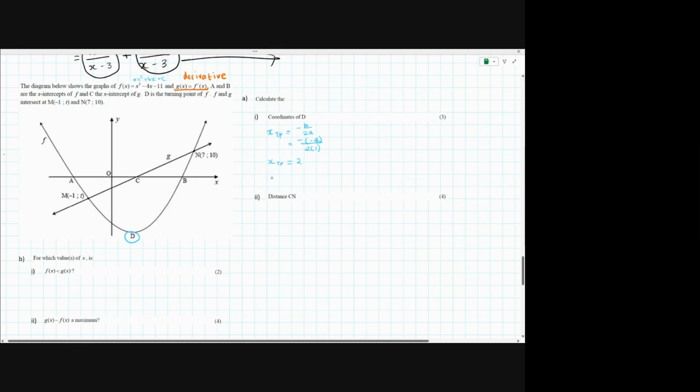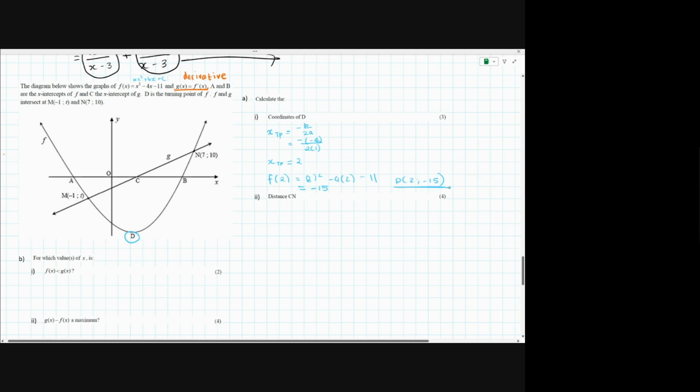And to get the y coordinate, what we do is we substitute this back into my original expression. So 2 squared minus 4 times 2 minus 11. Just chuck that into your calculator. There's no need to try and do that in your head, but that gives you -15. And so D is at 2, -15.